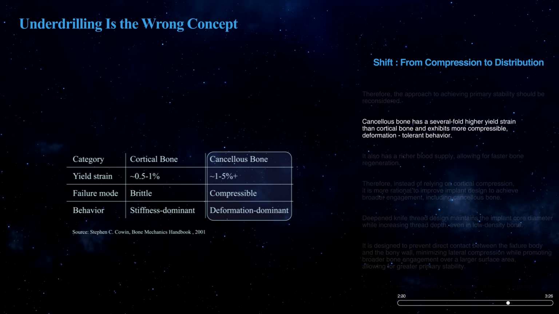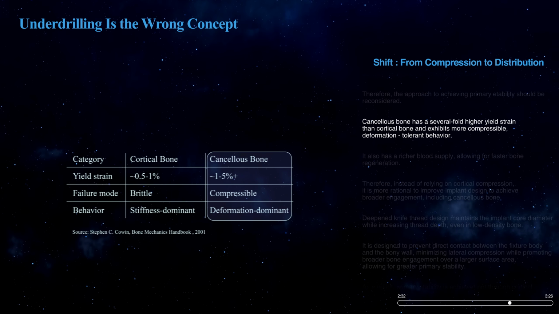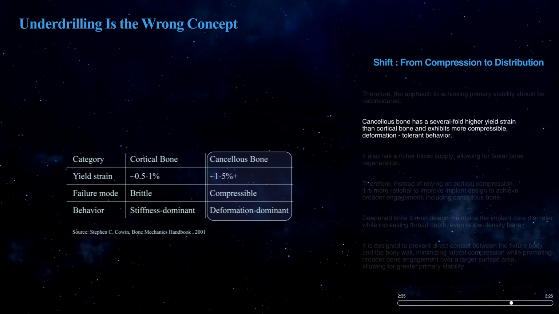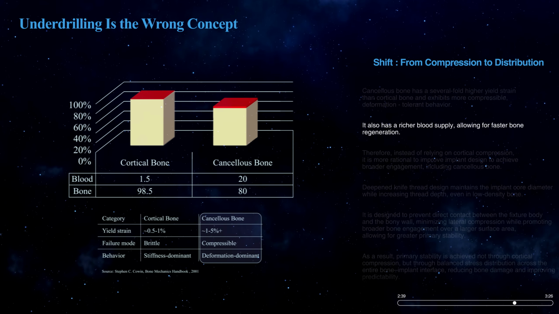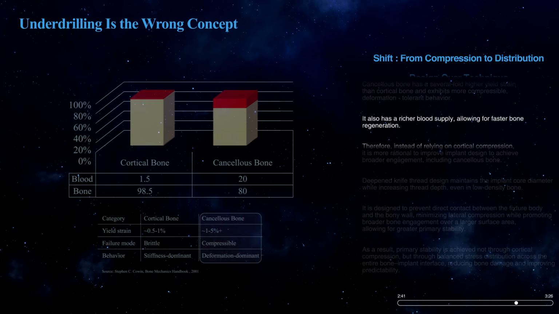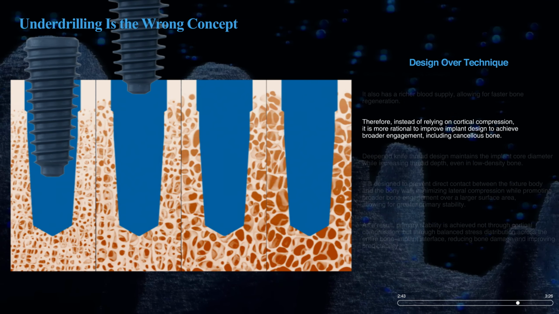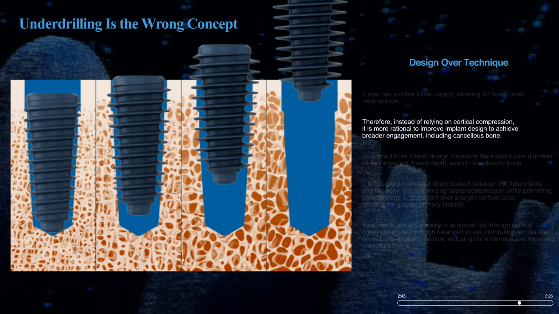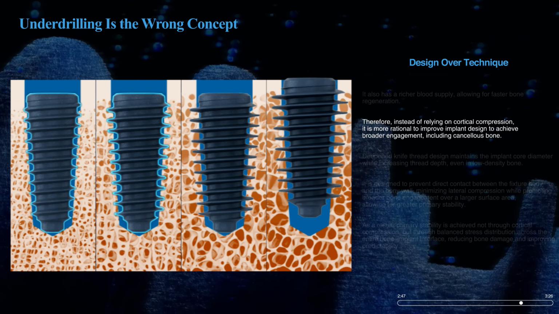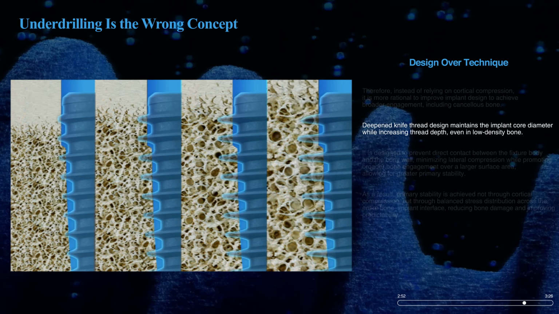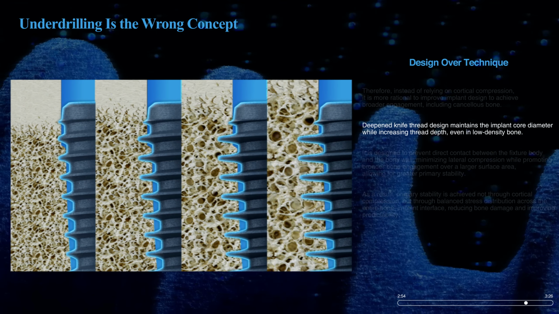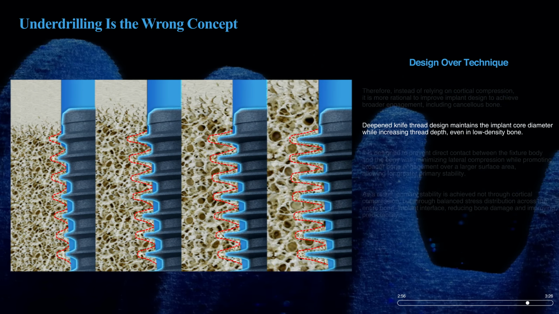Cancellous bone has a several-fold higher yield strain than cortical bone and exhibits more compressible, deformation-tolerant behavior. It also has a richer blood supply, allowing for faster bone regeneration. Therefore, instead of relying on cortical compression, it is more rational to improve implant design to achieve broader engagement, including cancellous bone. Deepened knife thread design maintains the implant core diameter while increasing thread depth, even in low-density bone.